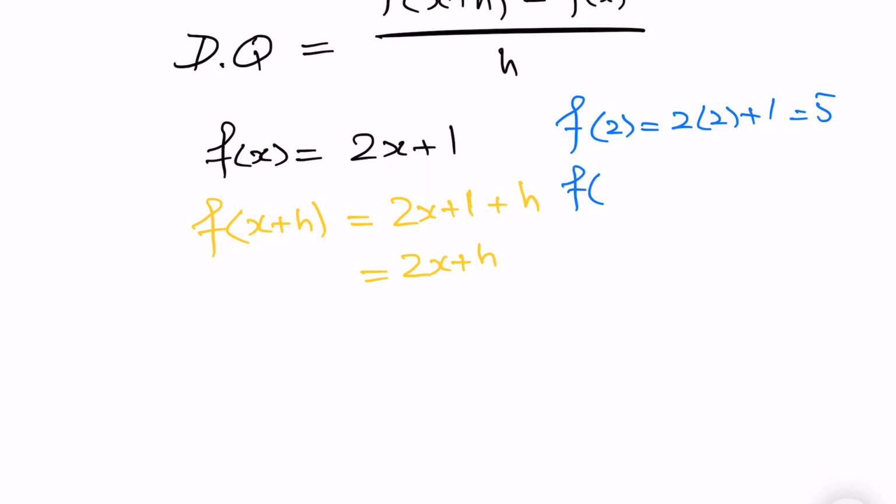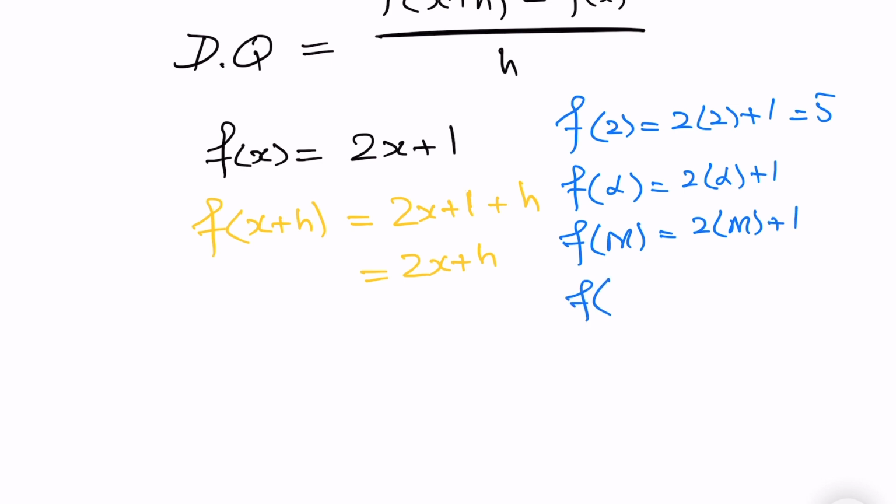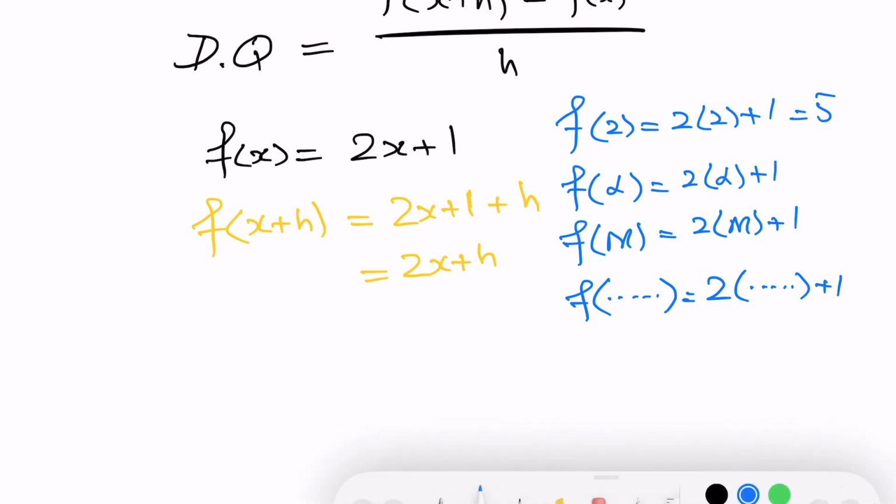Similarly, I asked them what is going to be f of alpha. They will say 2 times alpha plus 1. I asked, okay, what about f of 1 million? Assume that m. They will say 2 times 1 million plus 1. I would say, what about f of blah blah blah? And they start laughing and say 2 times blah blah blah plus 1. So that's the main idea.